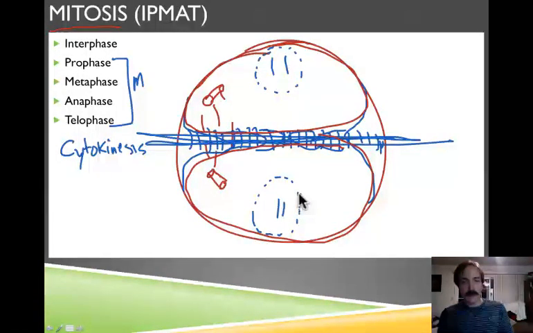Alright, so now once we have these two new cells, they'll go through interphase again, they'll grow to full size. When they're ready to replicate again, they'll go through S phase, G2 phase, and then mitosis all over again. So the order is PMAT. Mitosis itself is PMAT, but interphase has to happen first. It has to grow up, it has to copy its DNA, and it has to get ready for division.